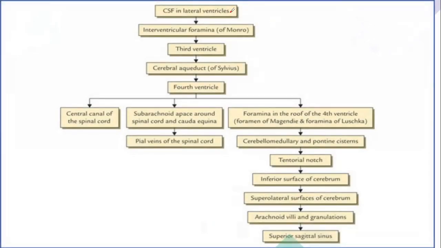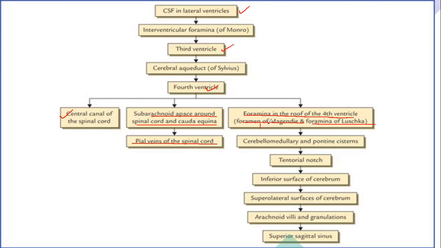Now, as I was saying, CSF is produced in the lateral ventricles, then through the interventricular foramen of Monro enters the third ventricle, then the cerebral aqueduct of Sylvius, and moves to the fourth ventricle. From there it can either enter the central canal of the spinal cord or the subarachnoid space around the spinal cord and cauda equina. From there it will be absorbed by the pial veins of the spinal cord, but most of it will exit the fourth ventricle via the foramina in the roof of the fourth ventricle, that is the median aperture, the foramen of Magendie. This is one. Then the two lateral apertures, the foramina of Luschka.